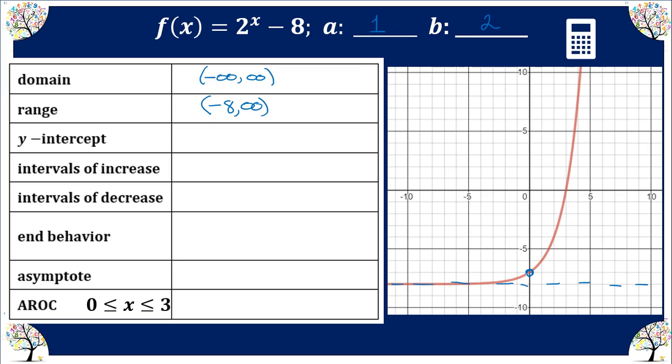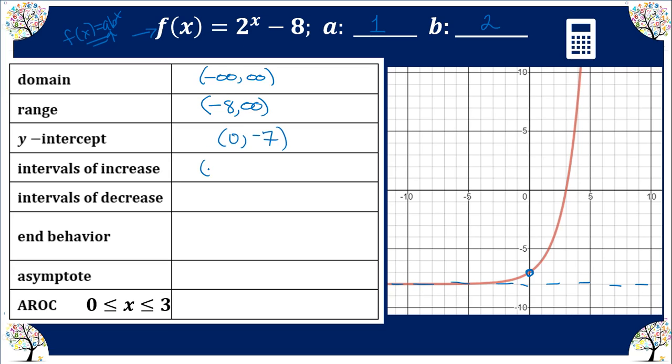My y-intercept is going to be 0, -7. Notice that my y-intercept in this equation is not my a value because we are not in f of x equals ab to the x, okay? Your a value when in this form is always your y-intercept. But now we have -8 attached to our equation. So again, for the y-intercept, we're simply going to look at our graph, or we could insert 0 into our equation and get out the y value.